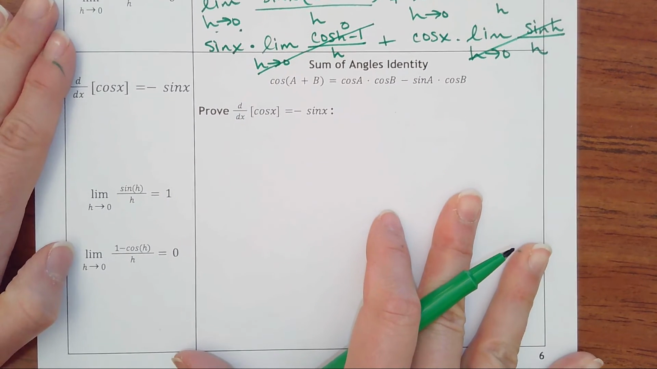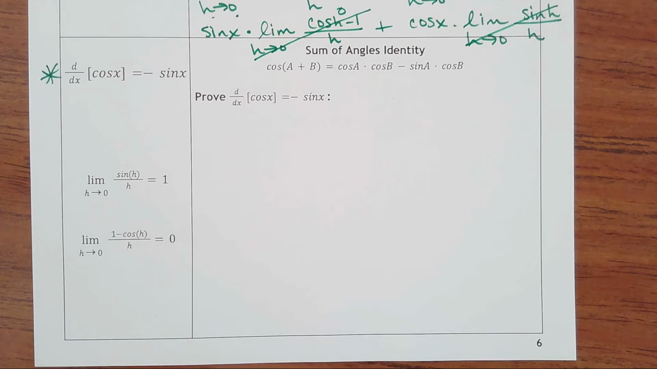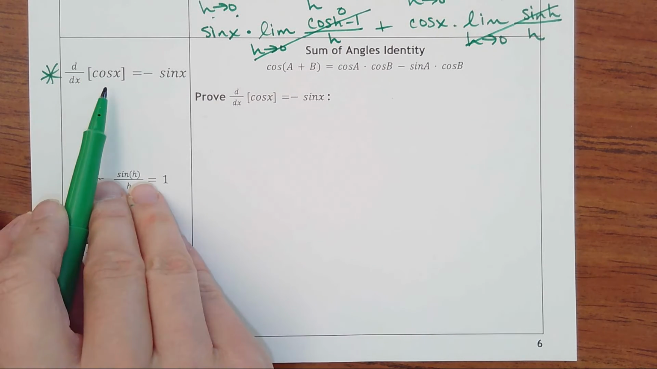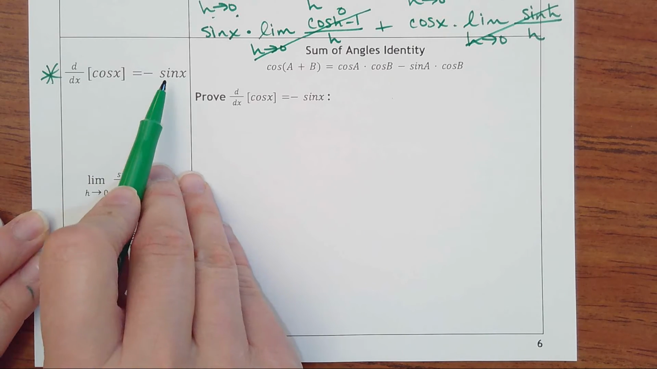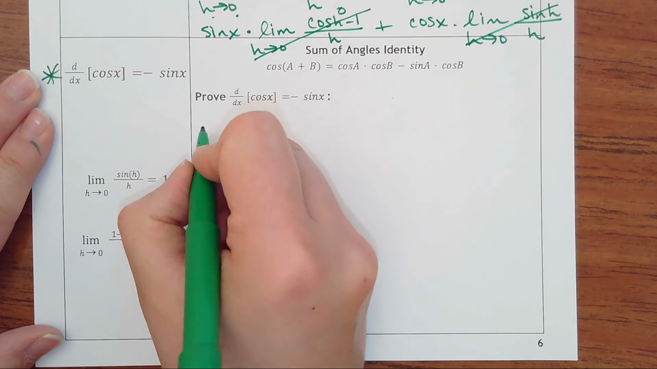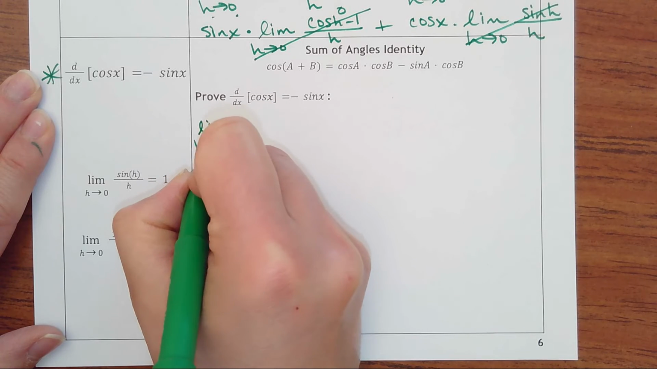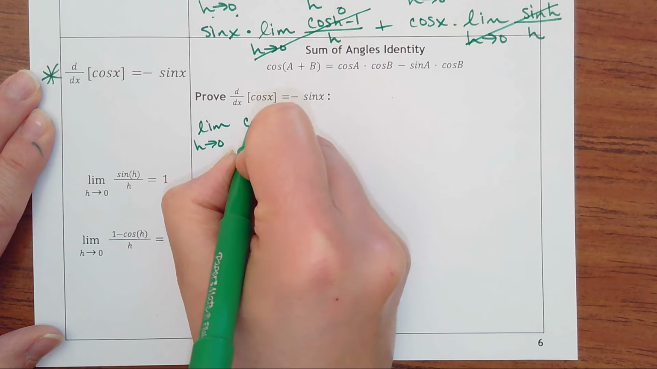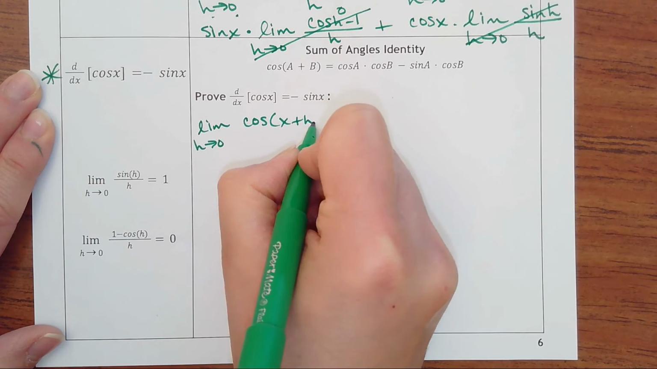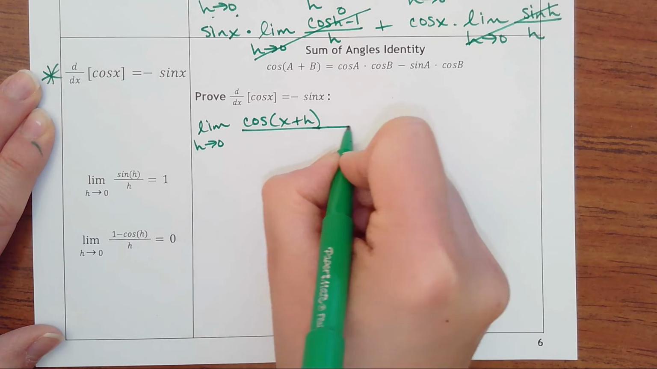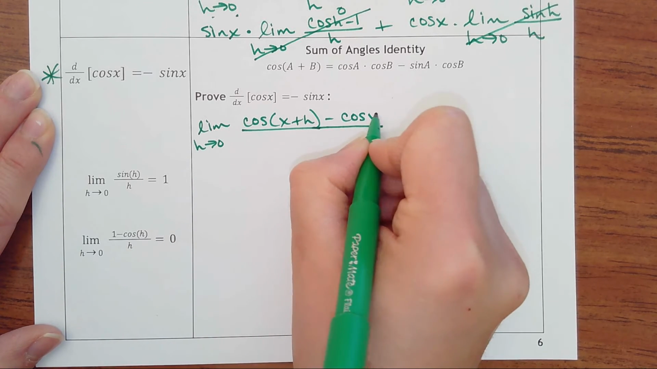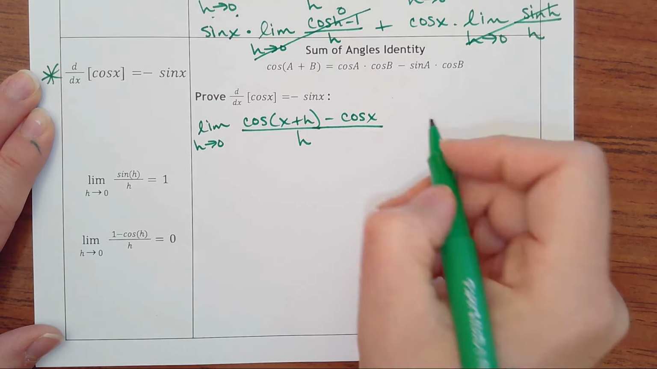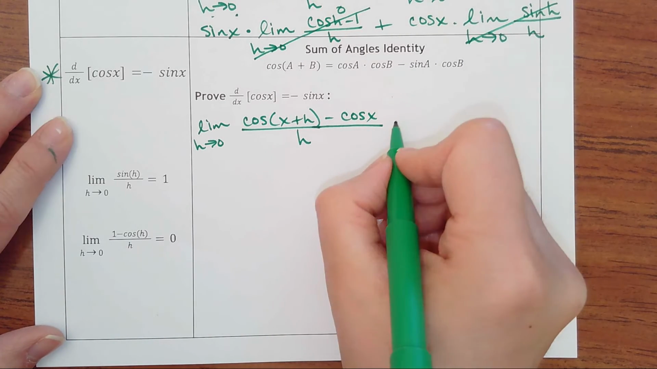Okay, so now let's see if we can do that a little faster on the second one. Now we're going to prove that the derivative of cosine is actually negative sine. So go ahead and write your difference quotient. The limit as h goes to 0, we'll have cosine of x plus h minus cosine of x all over h.